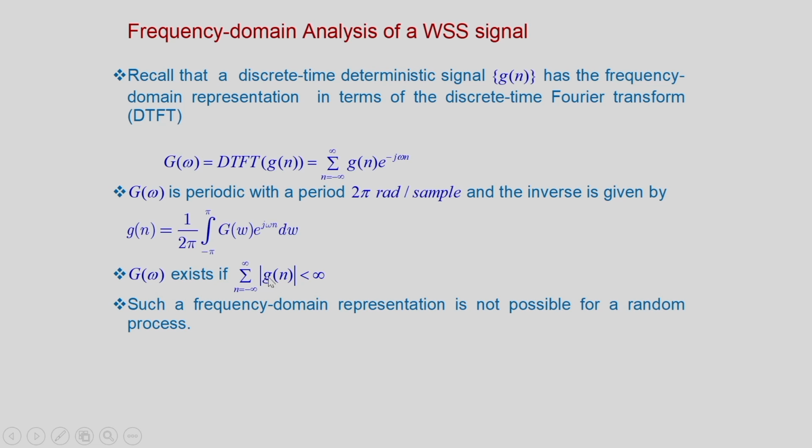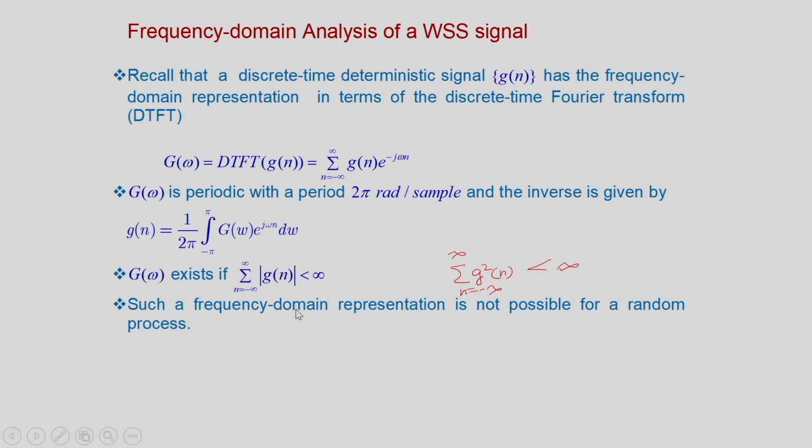And we can also write a simpler relationship, that is instead of mod g[n] we can write g[n] square. In that case, we will have the condition summation g²[n], n going from minus infinity to infinity, is less than infinity. This expression is the energy of the signal. So, if the energy of the signal is finite, then its DTFT exists. So, this is the condition for existence of the discrete time Fourier transform of a discrete time signal.